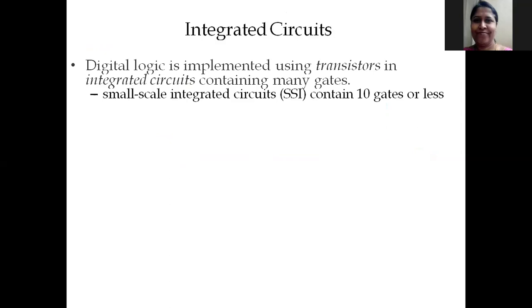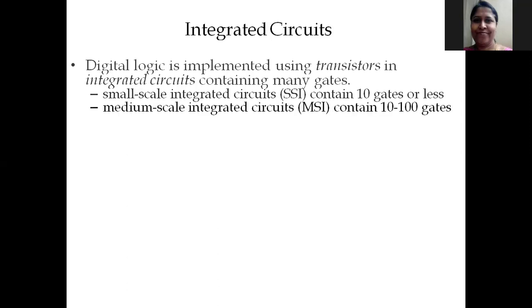Coming to integrated circuits, we all know that integrated circuits are nothing but digital logic or a logic circuit implemented on a single chip. The chip, all of you know, is made up of silicon. The first level is small scale integration, which has only 10 gates or even fewer. The next level is medium scale integrated circuits, which have 10 to 100 gates.